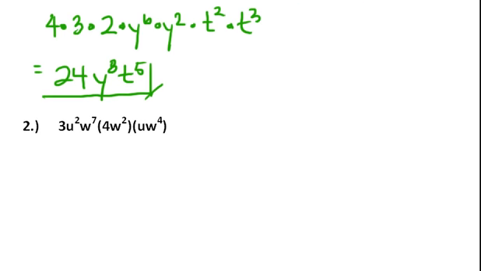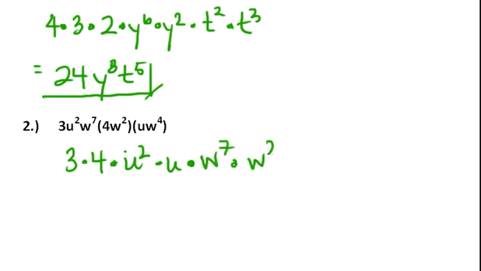What about number 2? Let's group terms. 3 times 4 times 1. Let's see, u is left. U squared times u. And then w, we have multiple w's. W to the 7th times w squared times w to the 4th. Now we can multiply further. We have 12 u cubed w to the 13th as our answer.